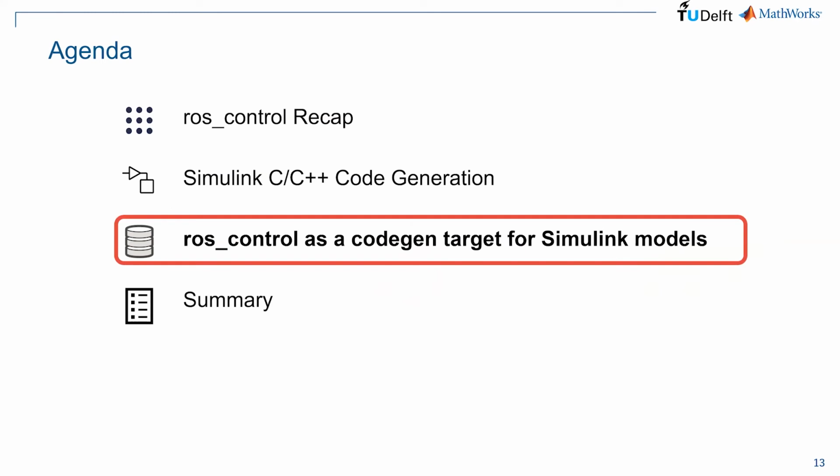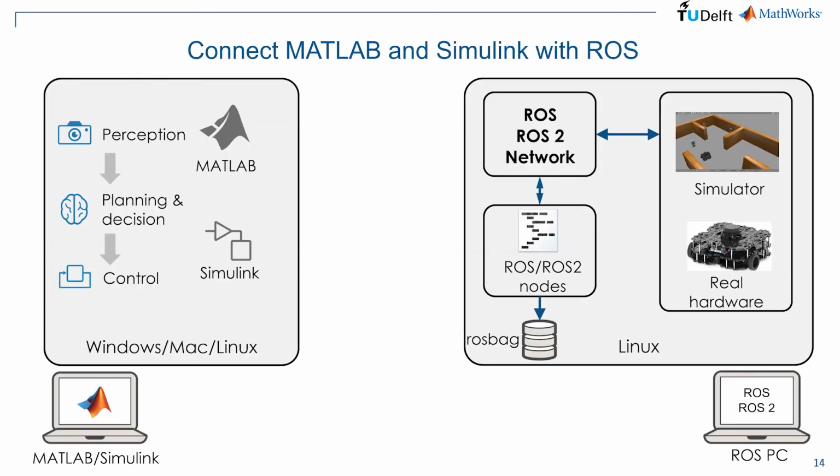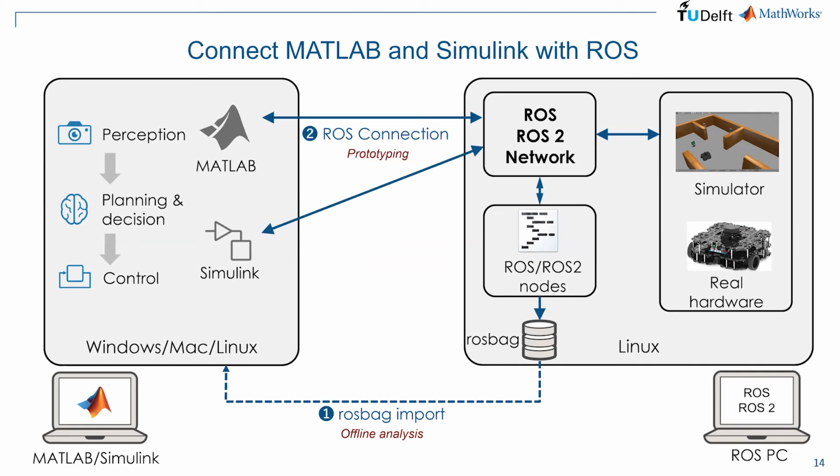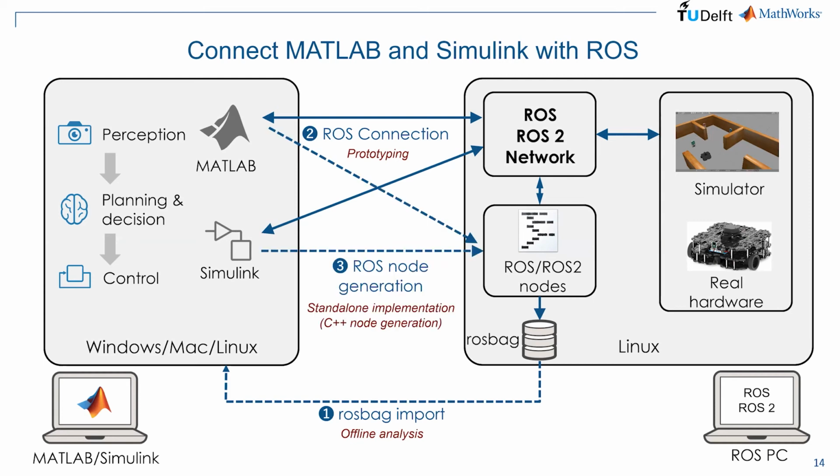So let's come to the integration of ROS control with Simulink. At MathWorks, we already have tight integration with the ROS tools. You can, for example, import ROS bag files into MATLAB and work with the already recorded data, or you can connect to a live network on both ROS and ROS2, and interact with a MATLAB script or a Simulink model to do prototyping. You can also write a ROS node in either a MATLAB script or Simulink, and then you click one button and it's deployed as a ROS node.